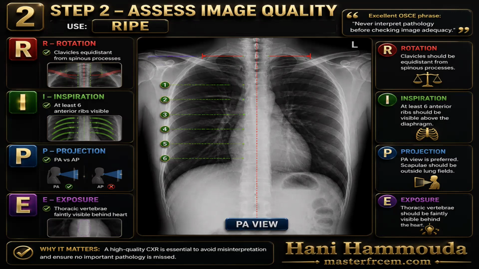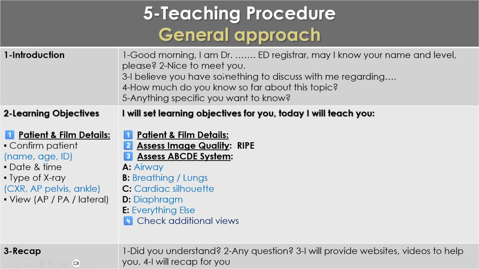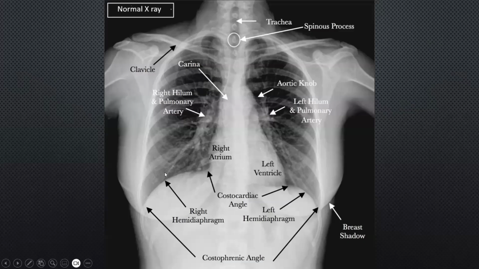Then the next point is to assess the ABCDE system. The first one is the airway. For the airway, we check the trachea. The trachea has to be central. Can you tell me the parts first, doctor? Because I want to understand what you are saying. All right, thank you for reminding me. What is this? This is a normal X-ray.